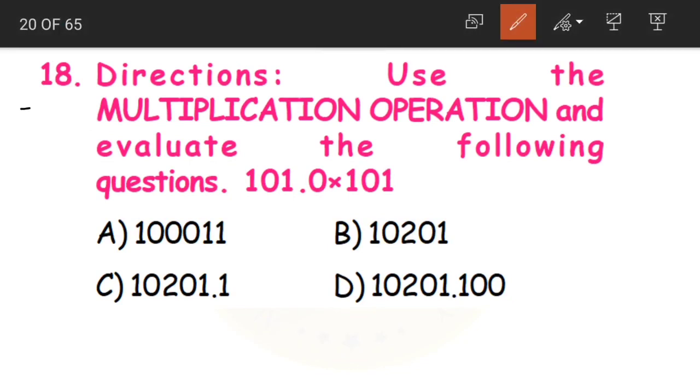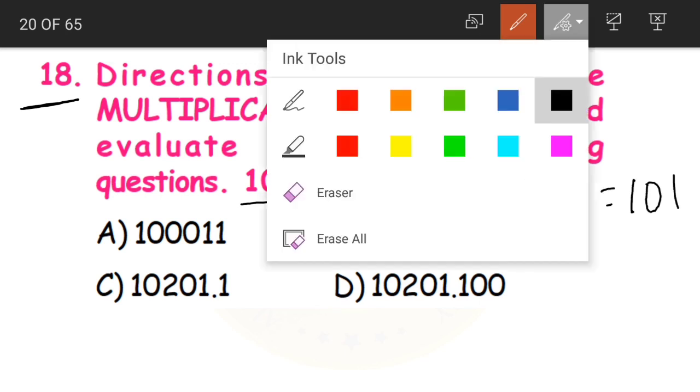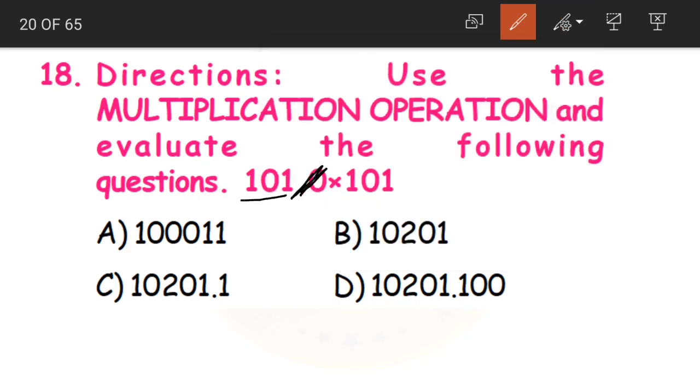Now again multiplication, 101.0 into 101. Now children, don't get confused. What is this 0.0? 101.0 is nothing but 101 only. There is nothing extra about it or nothing new about it. So just consider it as 101 only. Forget or remove the .0.